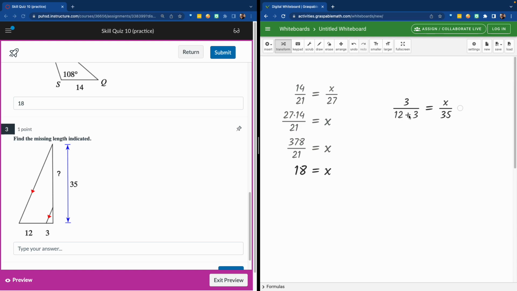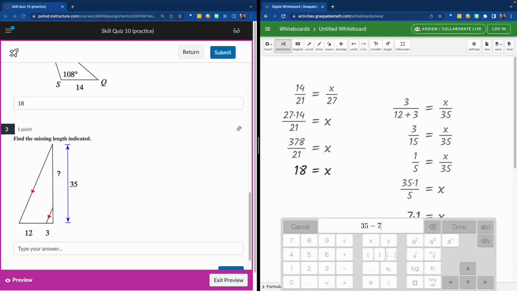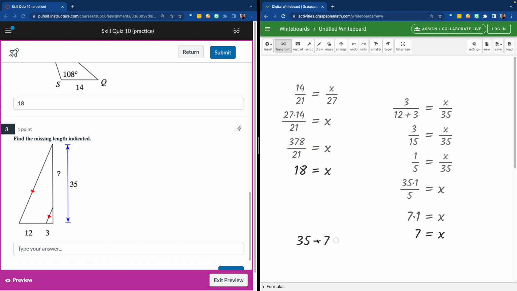So 12 plus 3 becomes 3 over 15. 3 over 15 can simplify. I could click on that once, and it would tell me that it's 1/5. I'm going to multiply this side by 35 and then divide, and it tells me that 7 equals X. So actually, this piece right there is 7 for the short side. Then if the whole thing's 35, that question mark is going to be 35 minus 7. So 35 minus 7 is 28. So that longer side is 28, and that makes more sense now.